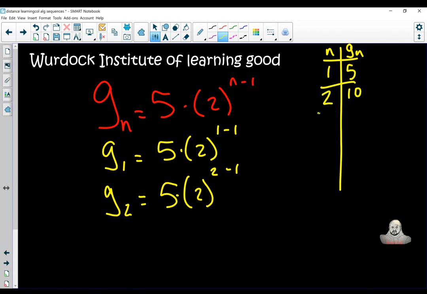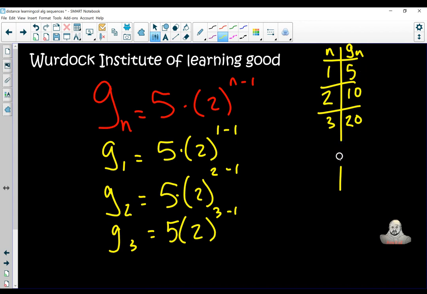To determine the value of the third term, you put a 3 there. And hopefully it's pretty obvious that you're just including more and more factors of 2 now. 3 minus 1 is 2. 2 squared is 4. 5 times 4 is 20. And this certainly looks like these are all multiplying by 2.